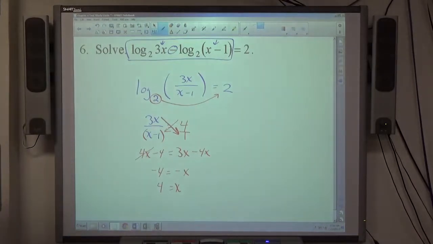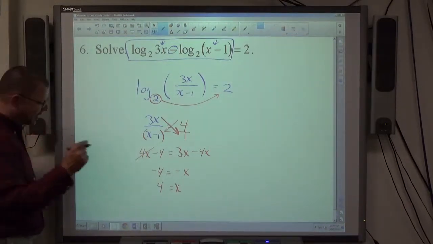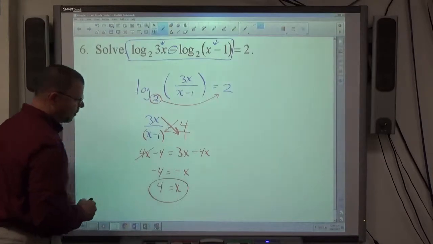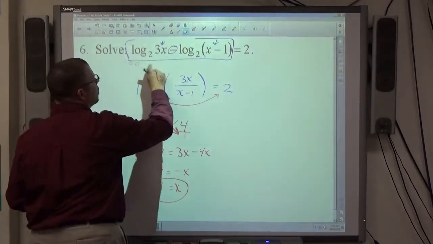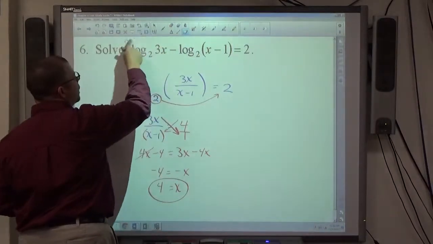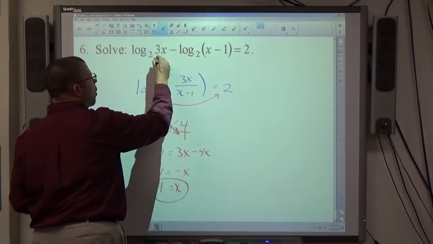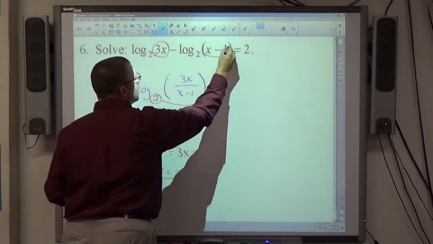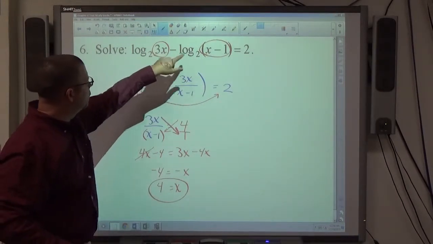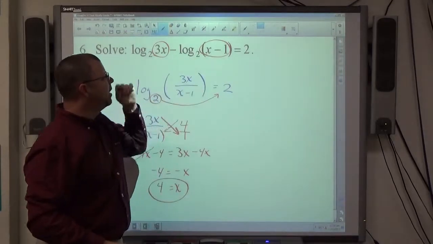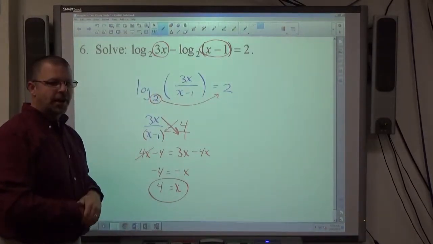The final step on a logarithmic equation is to verify that this number, our candidate for the right answer, does not create any negative arguments. The original problem is right here. Argument 1 is 3x, argument 2 is x minus 1. If we replace x with 4, 3 times 4 is 12, 4 minus 1 is 3. Both those numbers are positive, so that's a fine answer.